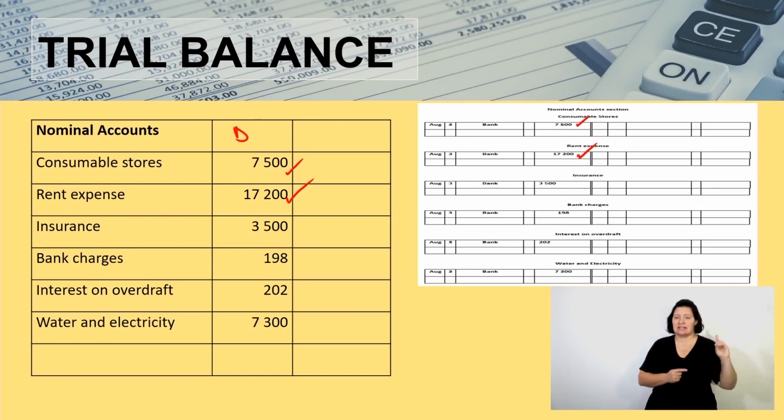Remember, nominal account section, these are mostly your expenses. Therefore, they'll be on the debit side. Insurance, remember, it's an expense, so you also see it on the debit side, 3,500.